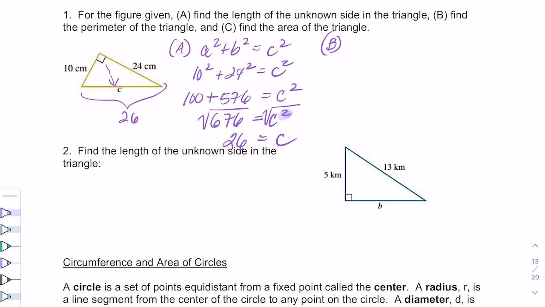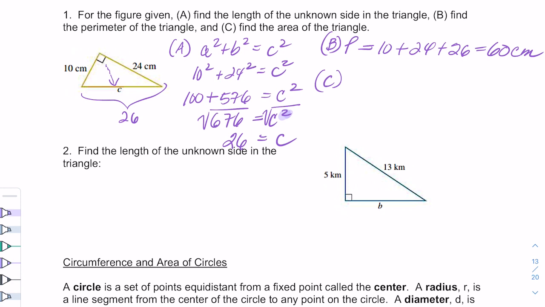Now for part B, they're asking for the perimeter. So recall the perimeter is just the sum of the lengths of the outside. So to get the perimeter, capital P, I'm just going to add 10 plus 24 plus 26. So my perimeter is 60 centimeters.